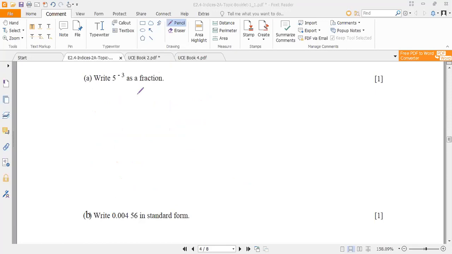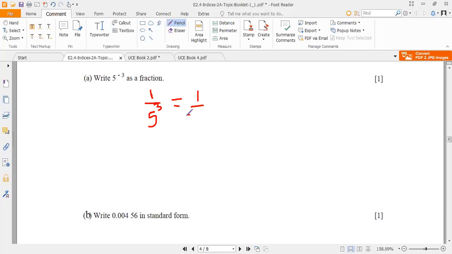Okay, so I'll ask Mtobisi to tell us what this one means. Mtobisi, what does this one mean here? Yes, write it as a fraction: 1 over 5 to the power 3. Then expand 5 to the power 3.